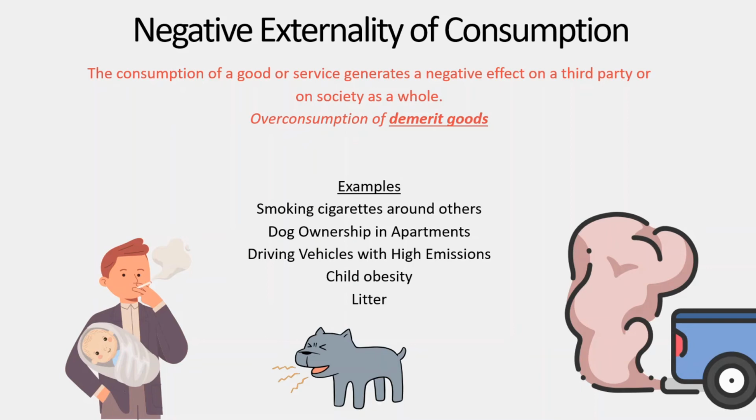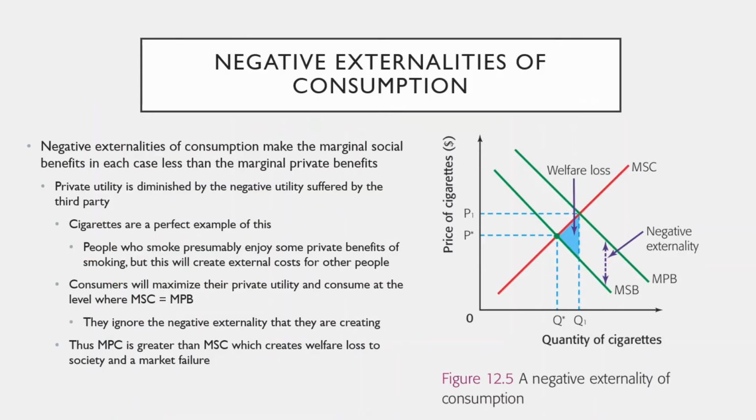Let's talk about negative externalities of consumption. This is the consumption of a good or service that generates a negative effect on a third party or society as a whole. This is overconsumption of demerit goods most of the time. Smoking cigarettes around others, dog ownership in apartments, driving vehicles with high carbon dioxide emissions, child obesity because of government medical spending, and litter. So for negative externality of consumption, the MPB is going to be greater than the MSB.